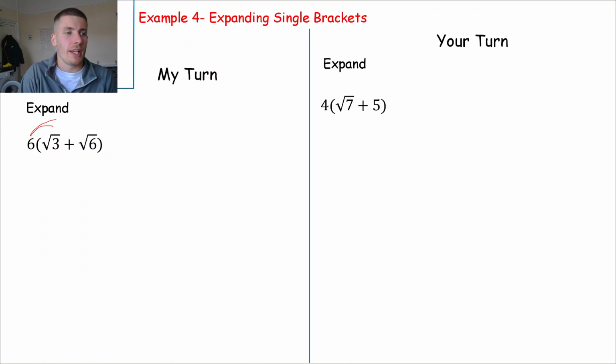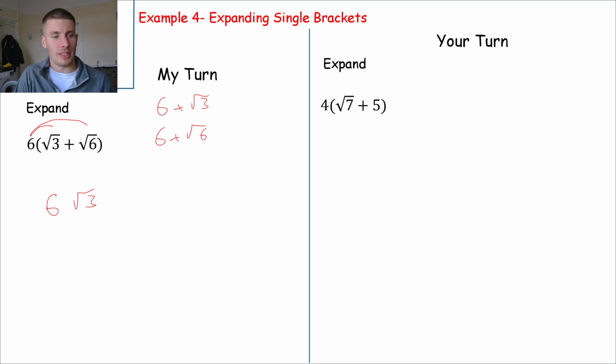So 6 times by root 3, 6 times by root 6. So the first bit is 6 times root 3. How do you write that? You just simply write it as 6 root 3. And then you've got 6 times by root 6. How do you write 6 times root 6? You simply write it as 6 root 6, okay?